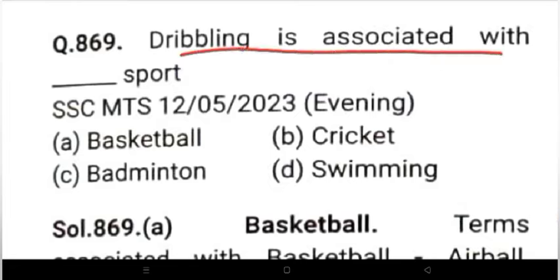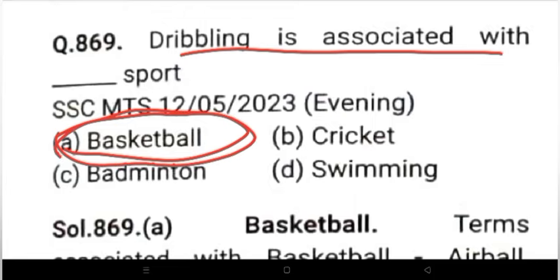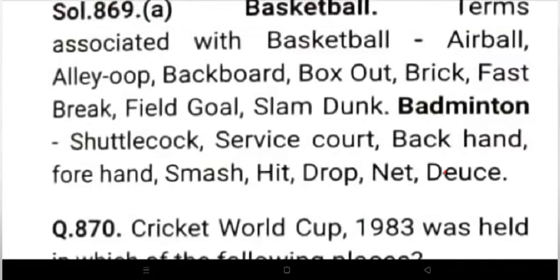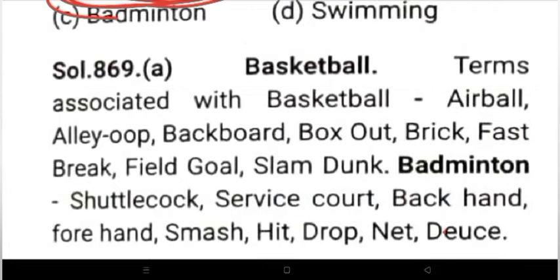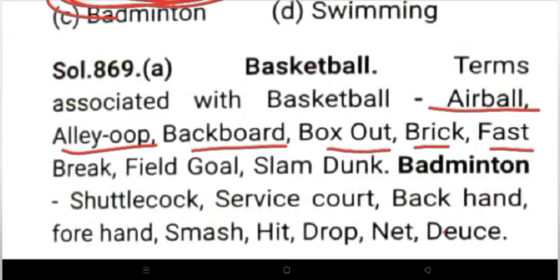Dribbling is associated with basketball. Basketball is associated with air ball, alley-oop, backboard, box out, break, fast break, field goal, slam dunk.